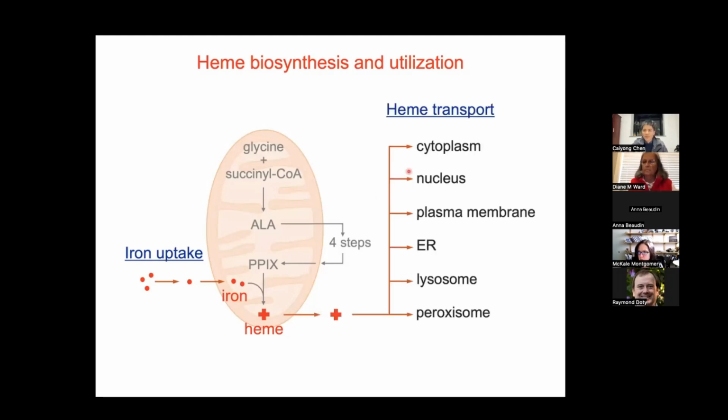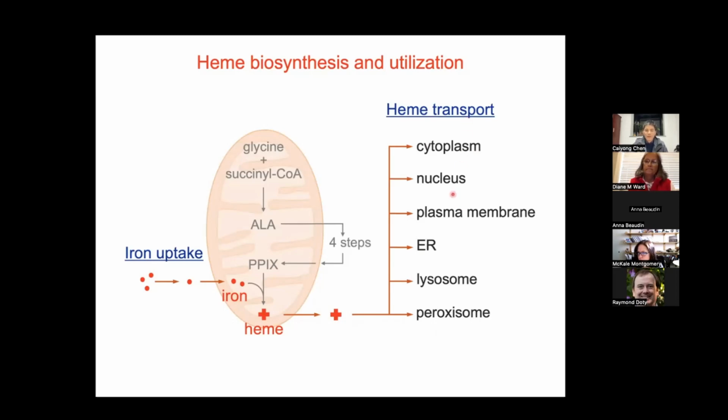For example, globins are present in cytoplasm. Heme-regulated transcription factors are in the nuclei. Cytochrome P450s are in the ER. Catalase is in peroxisomes. Because free heme is hydrophobic and can be cytotoxic, cells need to rely on trafficking pathways to translocate heme out of mitochondria and deliver it to different organelles. My lab mainly works on iron uptake and heme transport.